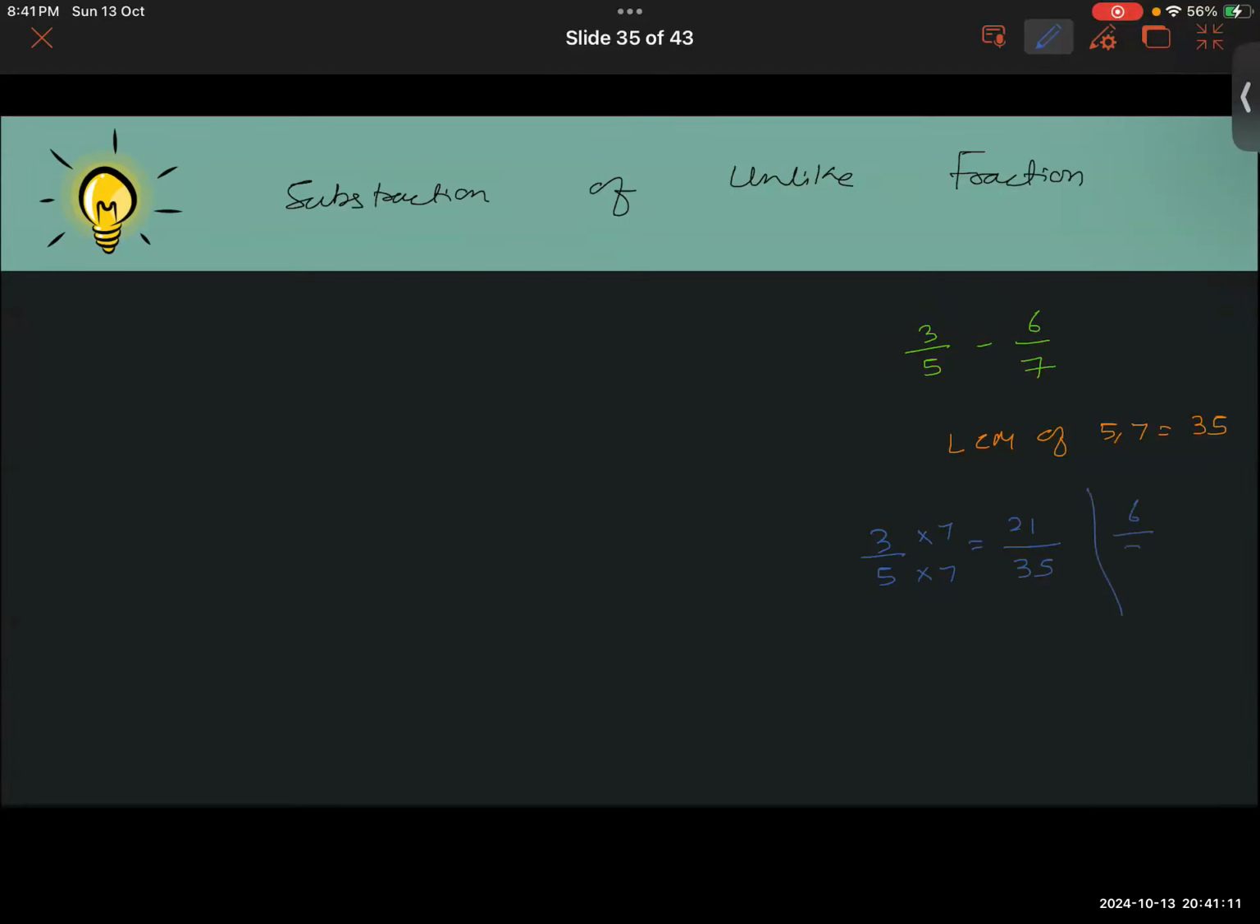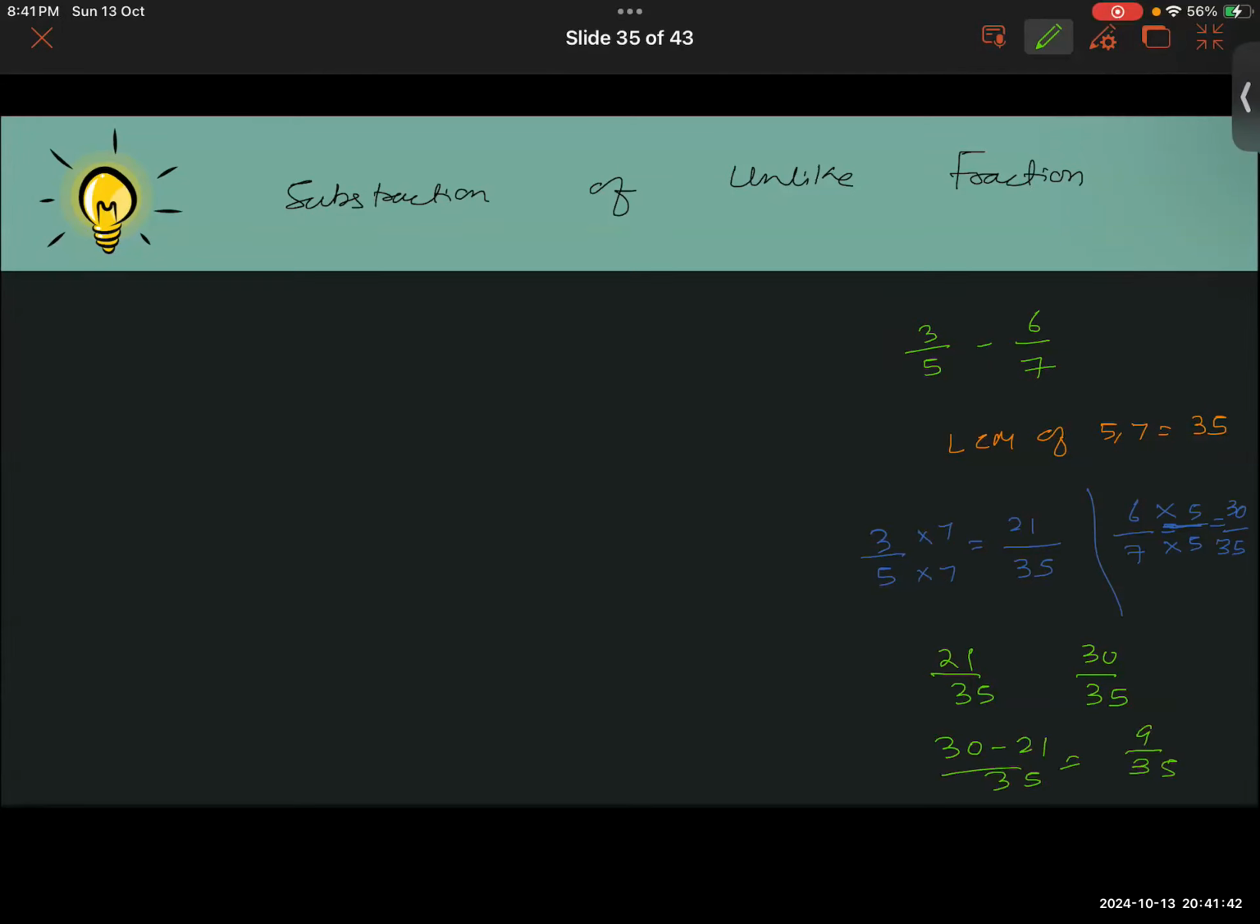And 6 upon 7 will be multiplied by 5 now. So 6 fives are 30. The method is just that we have to subtract the numerators. Everything else is the same; the only difference is the subtraction. So here you have 21 upon 35 and 30 upon 35. Clearly the second numerator is bigger, so it has to be subtracted in this manner: 30 minus 21 upon 35, that will be 9 upon 35.